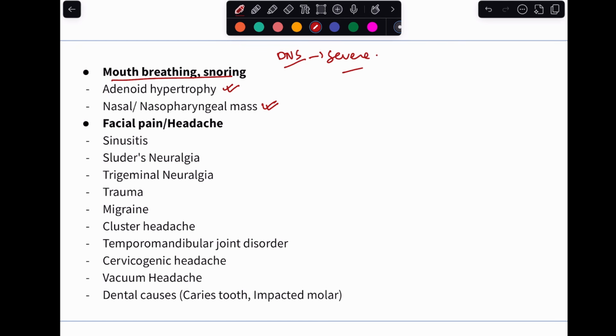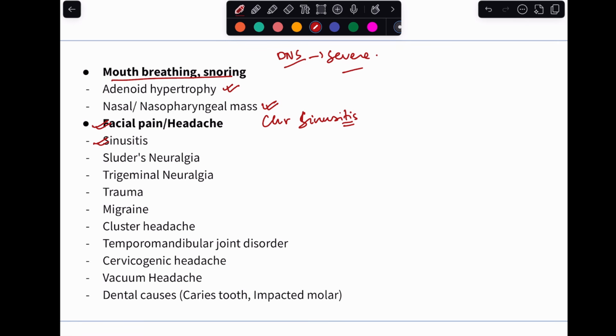Next, we took the history of facial pain and headache. Now this is very important in a case like this, because DNS can be very commonly accompanied with a case of chronic rhinosinusitis. So you'll have to look out for symptoms that will suggest this. So headache will be a typical symptom of this. One of the differential diagnoses over here in case facial pain or headache was present is sinusitis. Then we have something which is known as Sluder's neuralgia. Now can you tell me what is Sluder's neuralgia?